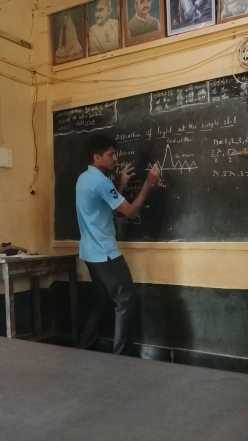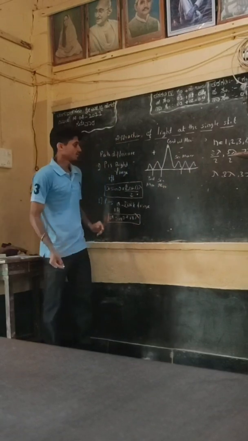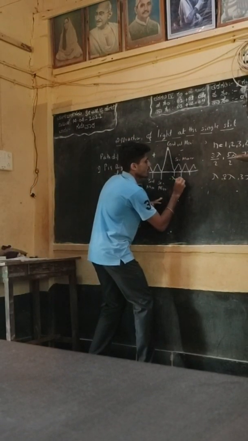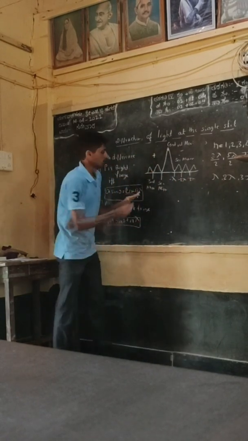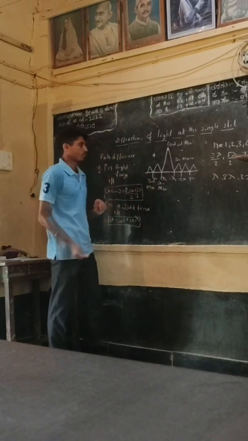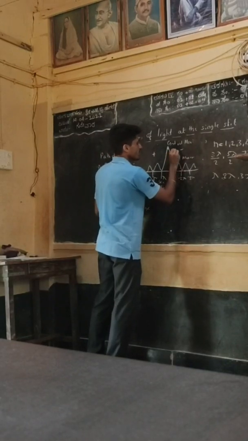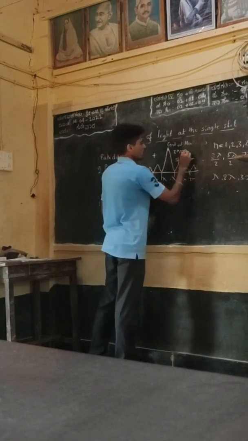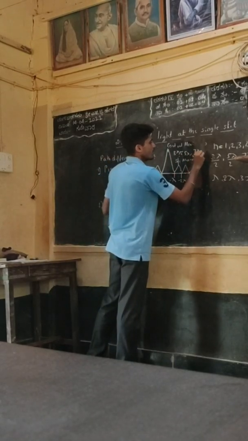In the same way, if you consider this side as the plus side and this as the minus side, then for this we can consider it as minus lambda, minus 2 lambda, minus 3 lambda. Here we can consider it as lambda, 2 lambda in the plus order. If we are taking the secondary maxima, this will be considered as 3 lambda by 2, 5 lambda by 2 and 7 lambda by 2.